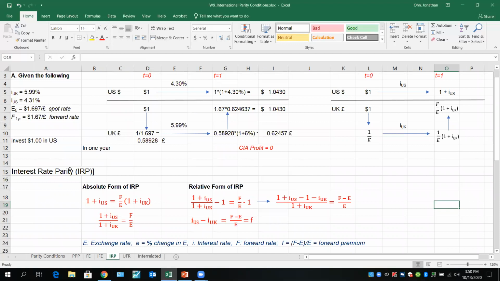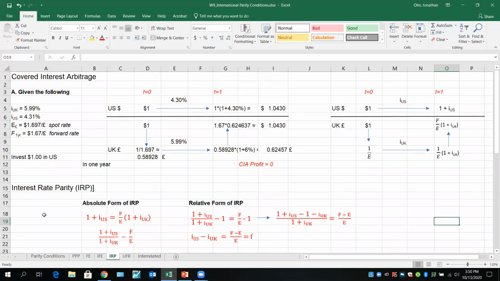The next one is interest rate parity. We did this one in chapter 7. So now, given this information, if you invest $1 in the US, the US interest rate is 4.30%. Yeah, 4.30, so change that to 0.0430. If the US interest rate is 4.30%, if you invest there, you will end up with 1.0430.